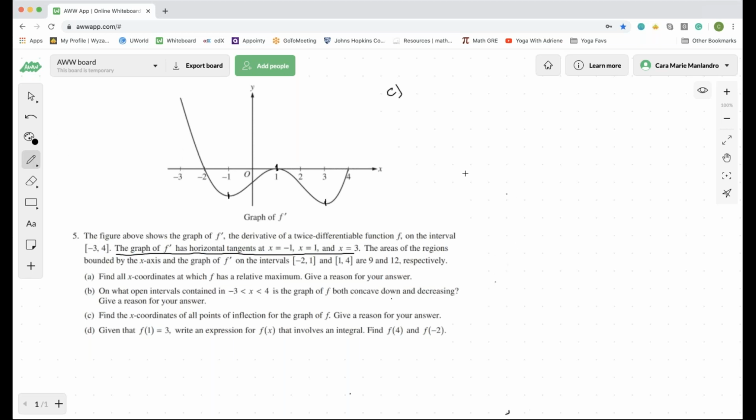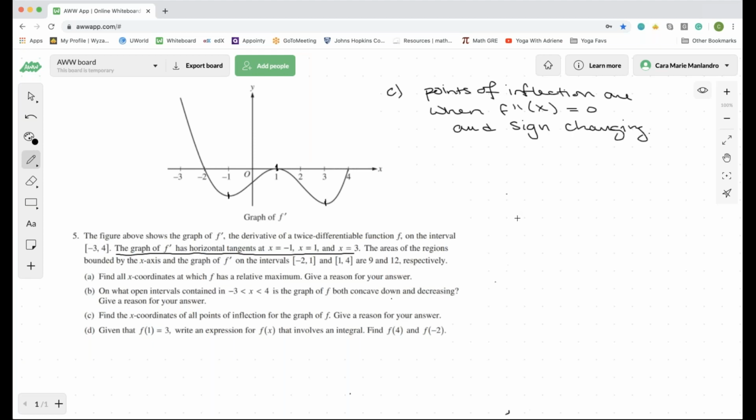All right, so your points of inflection are when f double prime of x is equal to 0 and your sign is changing on f double prime of x.